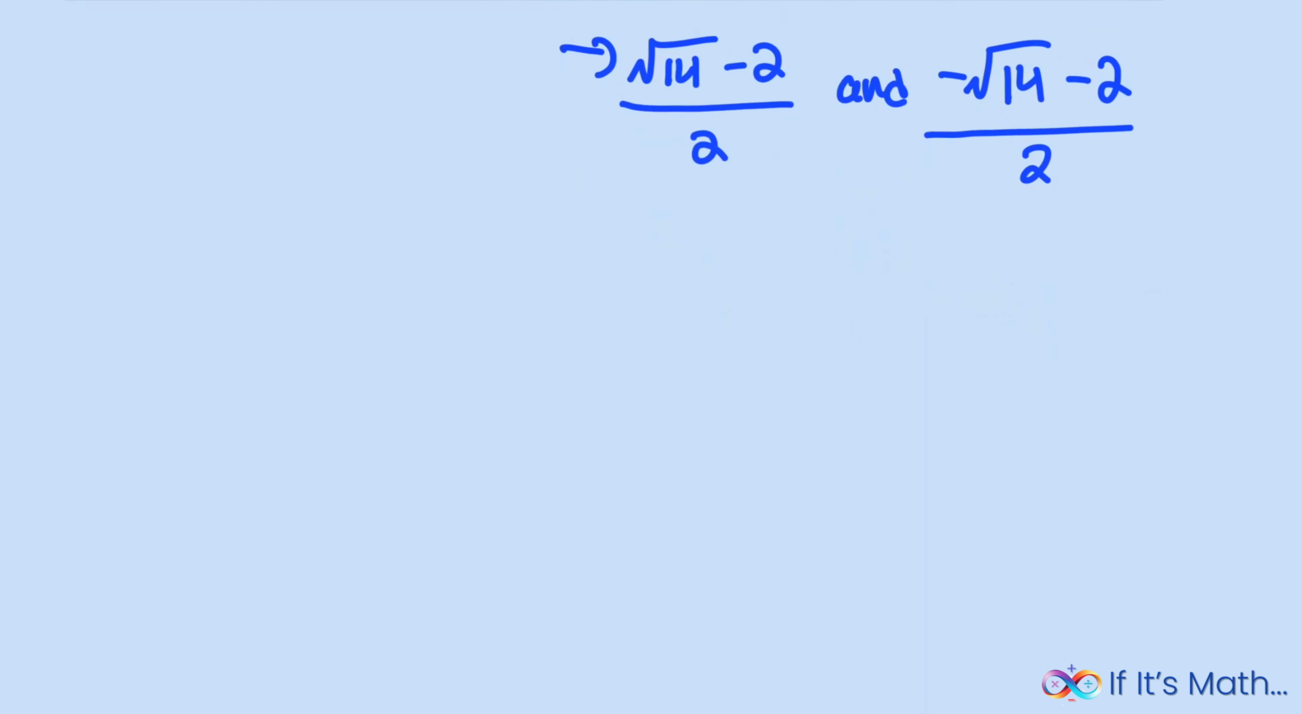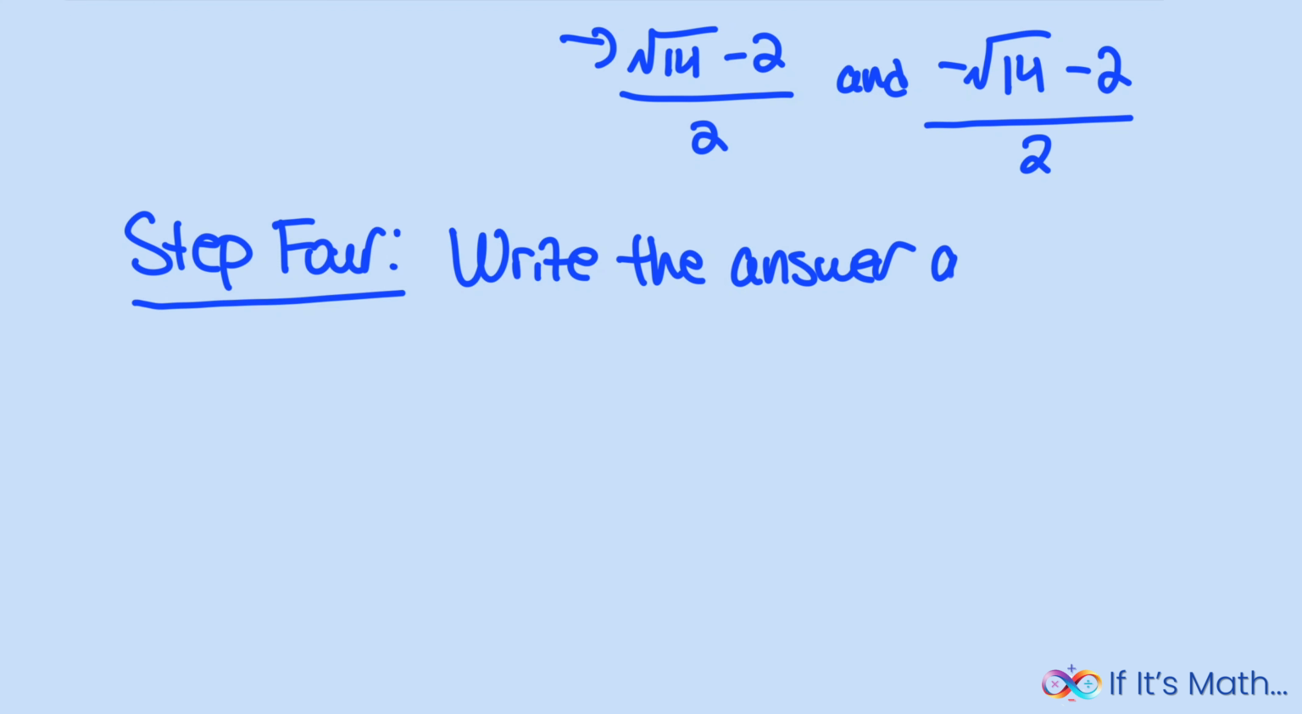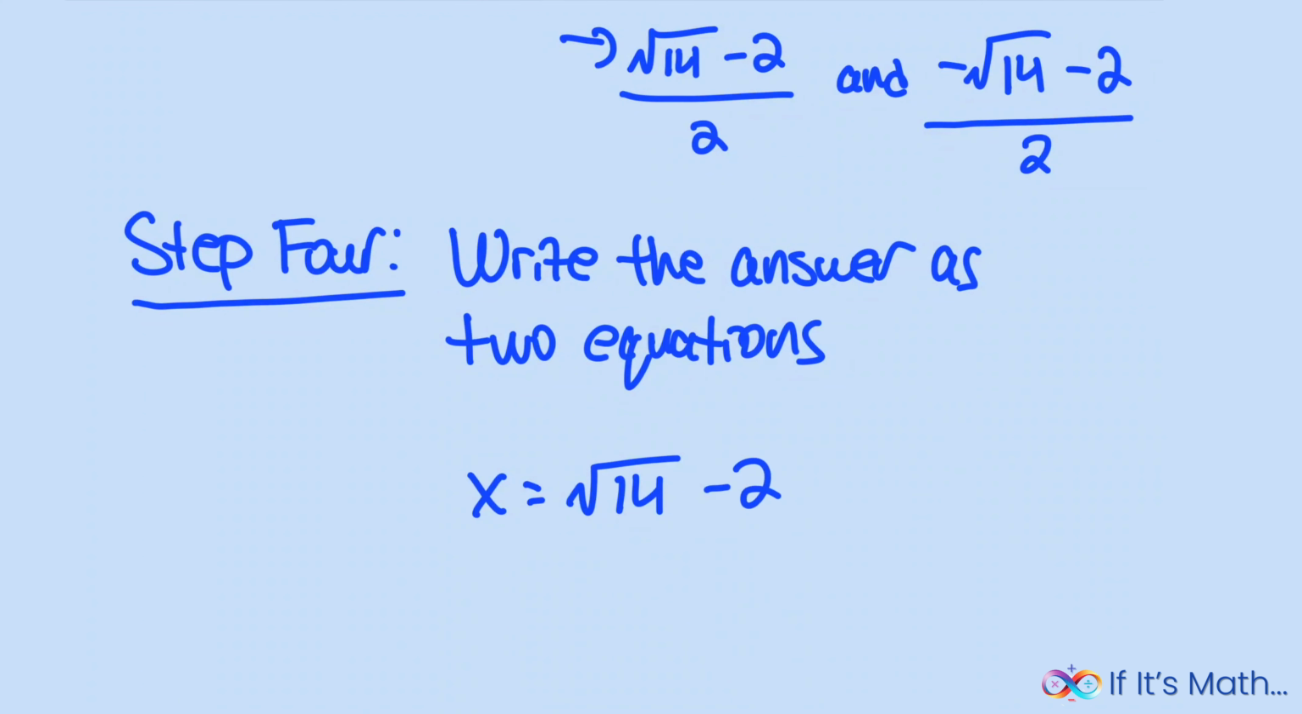They are pretty complicated. The important thing to remember about square roots is that if you have the square root of a number, you can break it into two factors multiplied by each other, so then you can start reducing some things out. So step 4 is to write the answer as two equations. So we have x equals negative 2 plus the square root of 14 over 2, and x equals negative 2 minus the square root of 14 over 2.